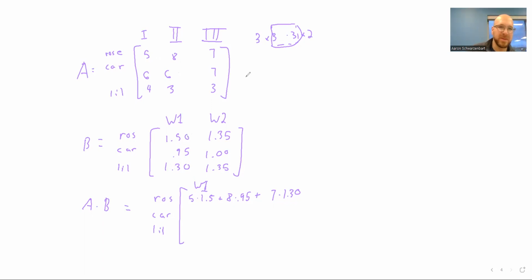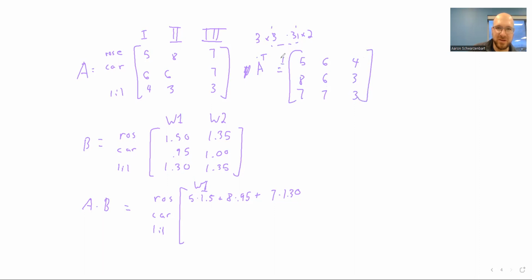Oh, so this doesn't make any sense because I'm multiplying 8 roses. So what I'm supposed to do is transpose matrix A, which is a matrix operation. But what we're going to do is we're going to go A transpose, which is going to be 5, 8, 7. That would make more sense. 6, 6, 7, 4, 3, 3.